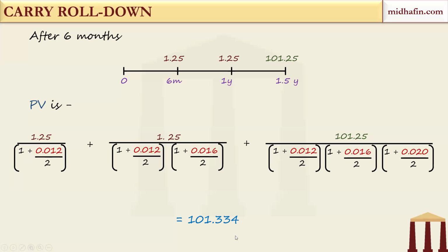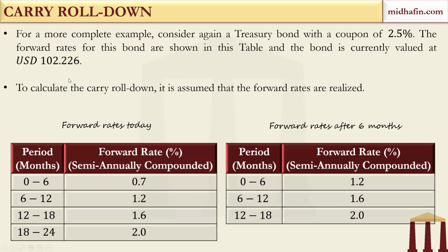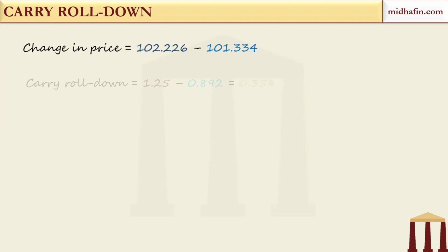PV turns out to be 101.334. You see in the last slide, when 2 years were left to maturity, the PV was 102.226. Now it is 101.334. So I'll find first the change in the price of the bond, that is the difference between these two.